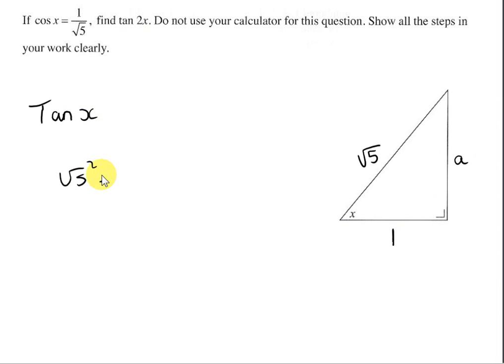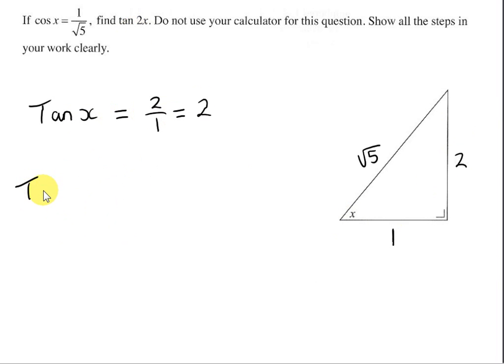Root 5 squared equals a squared plus 1 squared. We have a right angle triangle. So a squared is going to be 5 minus 1, which is 4. So a will be the square root of 4, which is 2. Now we can write down the tan of x. It's 2 over 1.